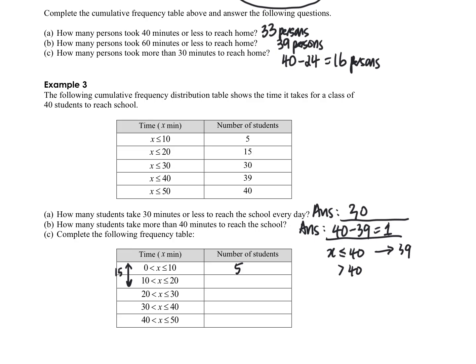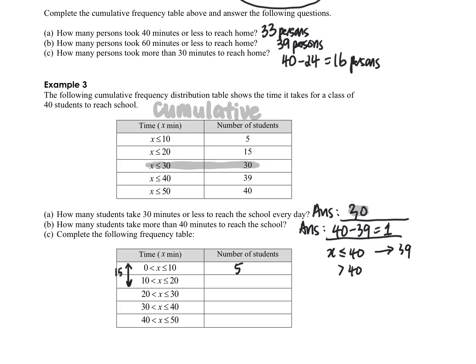Okay, how many students take 30 minutes or less to reach the school? So just read this data will do, which is 30 minutes or less. Because this is the cumulative, they give you the cumulative first. The table is cumulative, so don't go and add them up. They already tell you less than or equals to 30 is 30. So this is the answer.